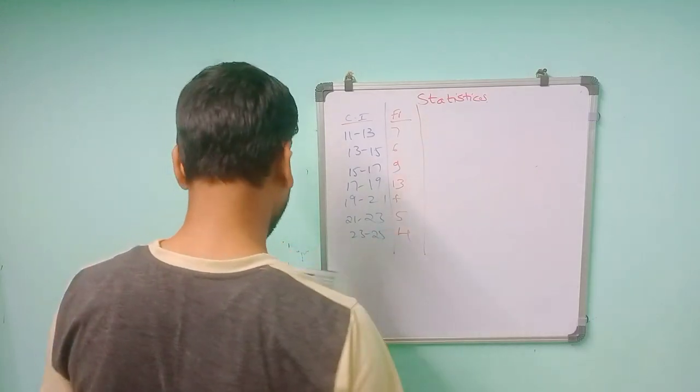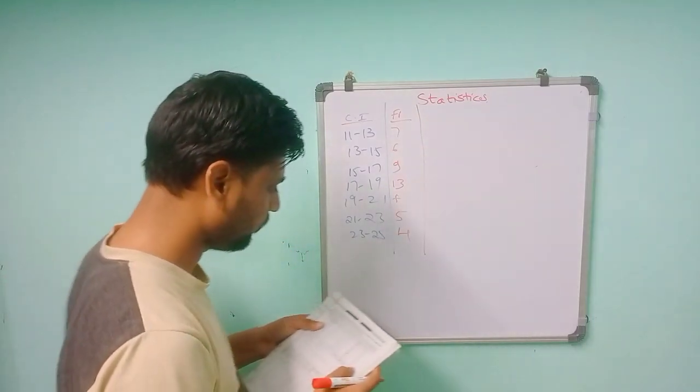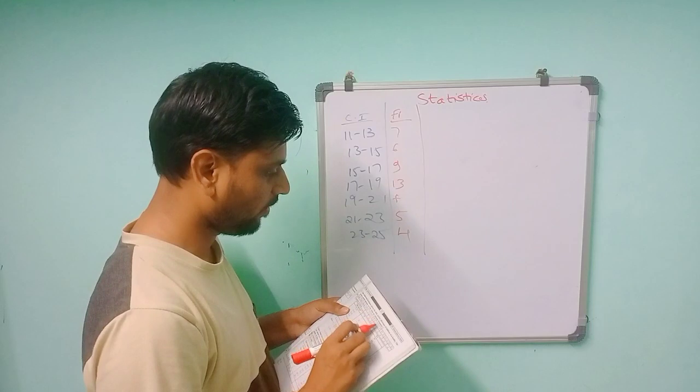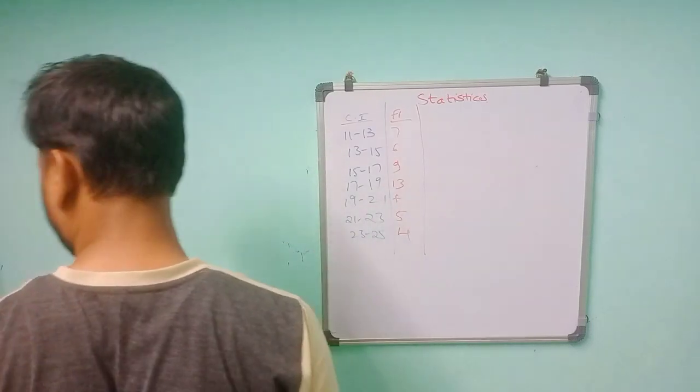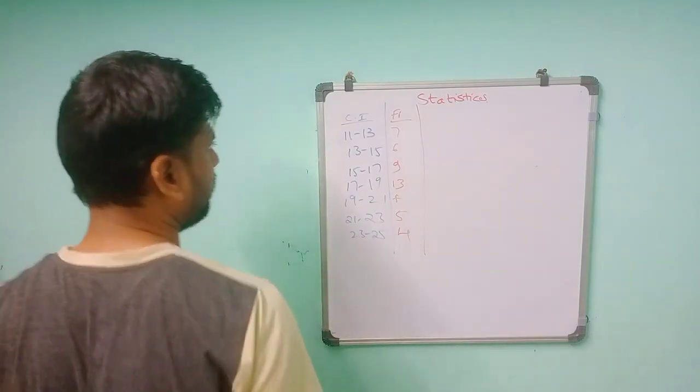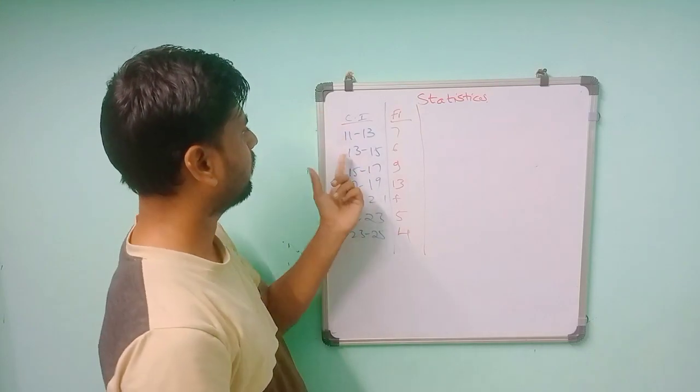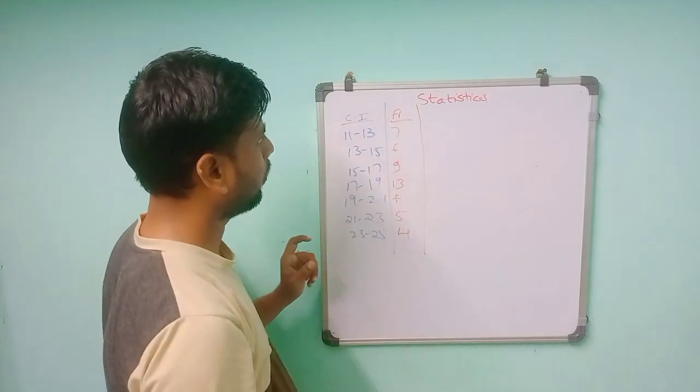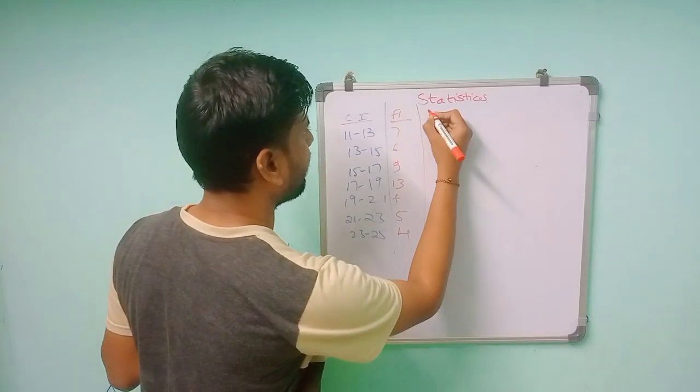Then you have to find xi. They told you the following: the mean pocket allowance is 18. Find the missing frequency f. So the range, 11 to 13, is 2. So 13 to 15, that is also 2. It is a small number, so you can take xi directly.